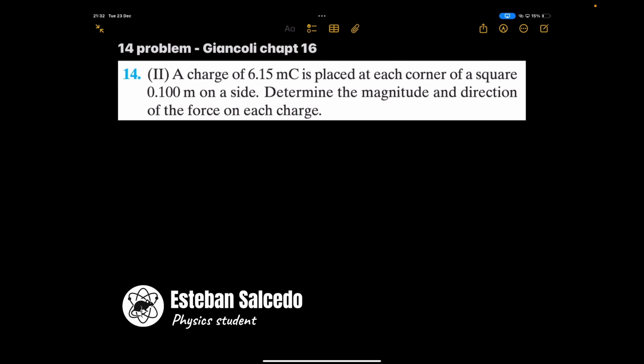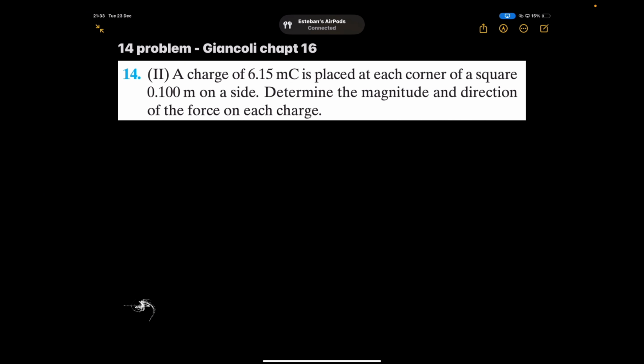Today we're going to take a look at problem 14, and it's kind of similar to problem 12 or 13, I remember. Again, a little bit of geometry is going to be applied. It says a charge of 6.15 millicoulombs is placed at each corner of a square, 0.100 meters on a side. Determine the magnitude and direction of the force on each charge.